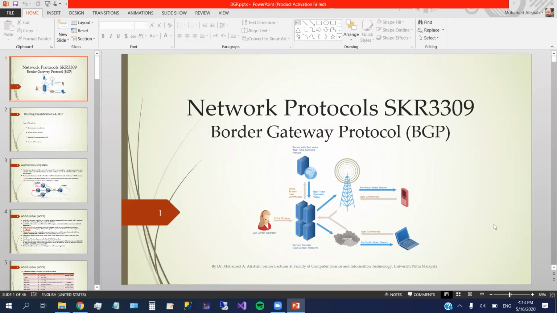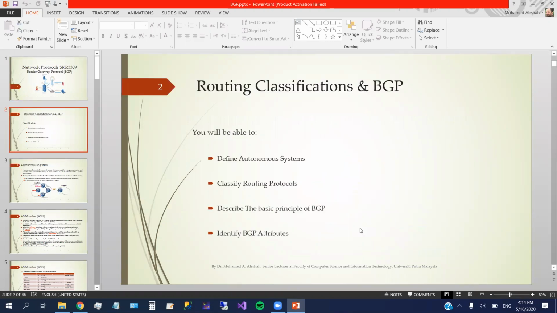Today is our class on autonomous systems and also about the routing classifications, and we have also the exterior gateway protocol, BGP.